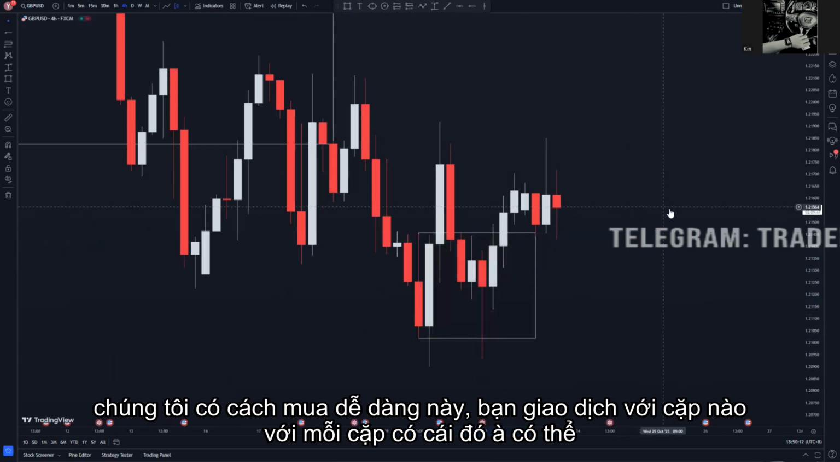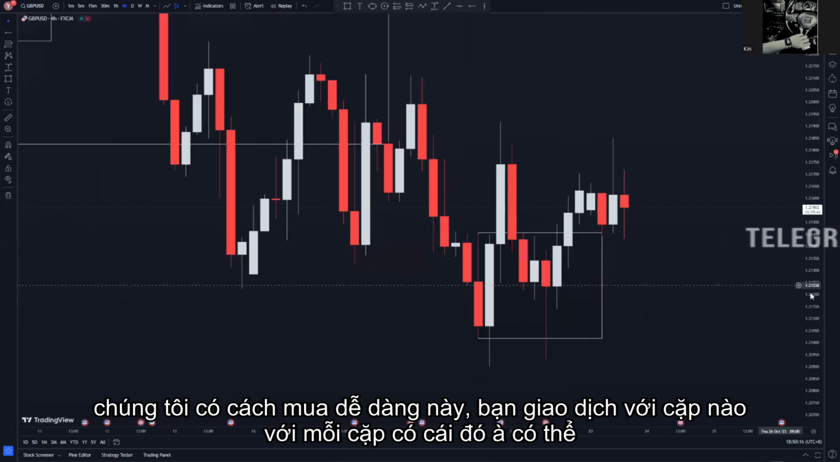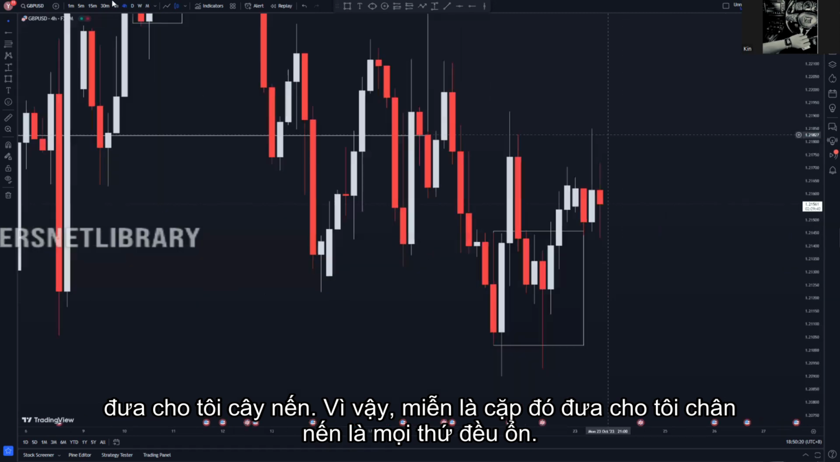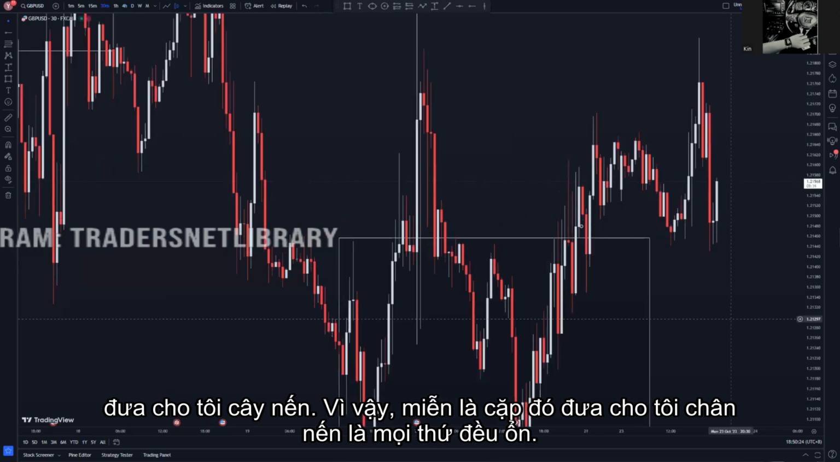What pairs do you trade it with? Every pair that can give me candlesticks. So yeah, as long as that pair gives me the candlestick, everything is good.